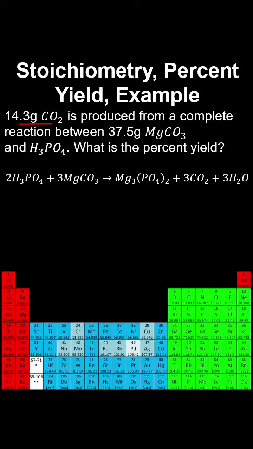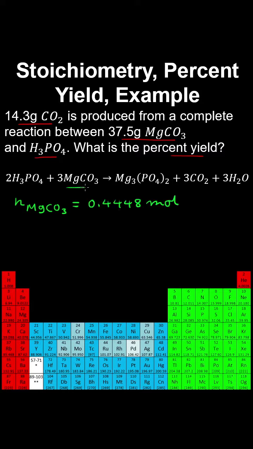14.3 grams of carbon dioxide is produced from a complete reaction between 37.5 grams of magnesium carbonate and phosphoric acid. What is the percent yield? So first we need to check that the equation is balanced, and then calculate the number of moles from the given quantities, which can be obtained by dividing the mass by the molar mass of the molecule, which you can obtain from the periodic table.